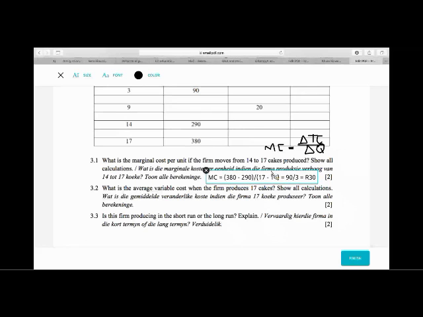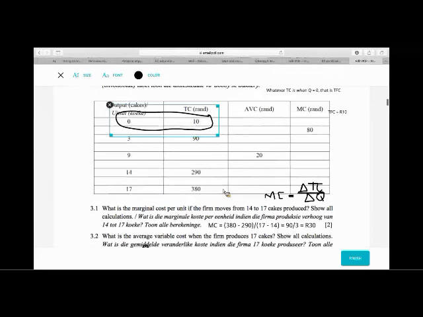So that's quite straightforward. Okay, so the marginal cost is 30 Rand. The next part of the question then says, what is the average variable cost when the firm produces 17 cakes? Show all calculations. So this is where the total fixed cost we worked out earlier is going to come in handy, because an average variable cost is a total variable cost over quantity.